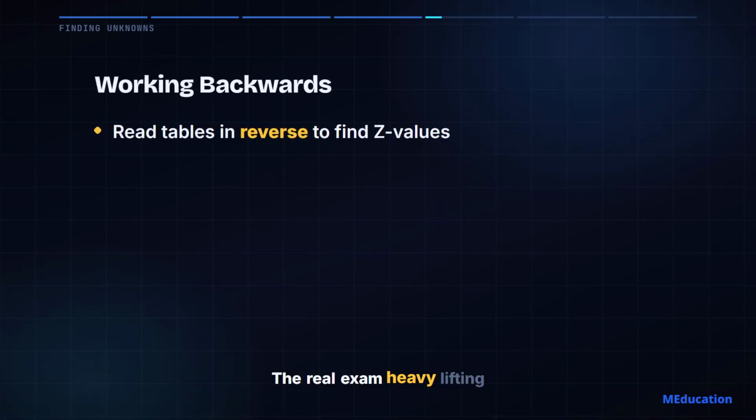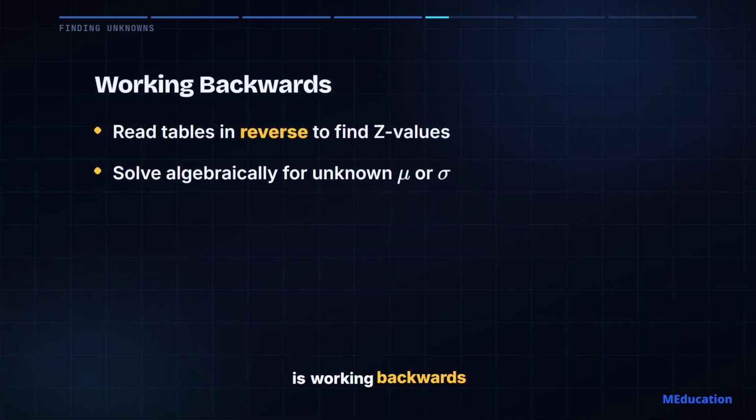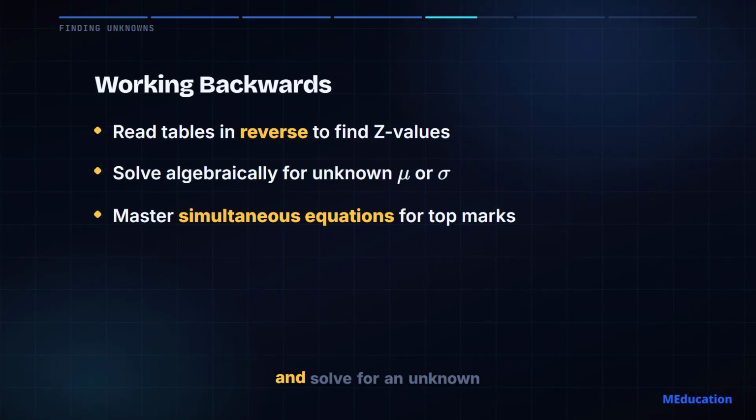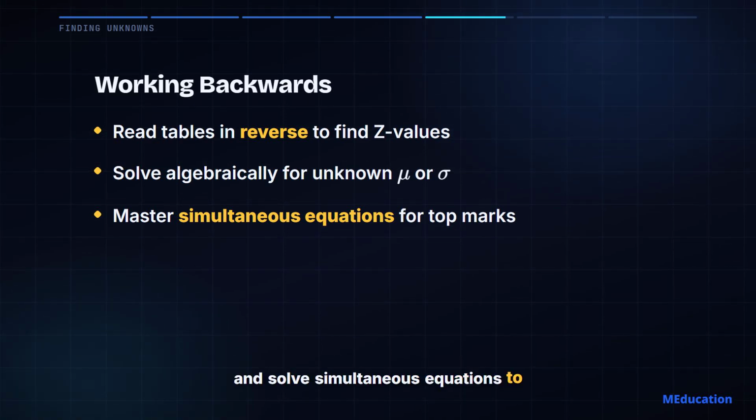Finding a forward probability is just the warm-up. The real exam heavy lifting is working backwards. You will be given a final area, and you will have to use the tables in reverse, set up algebraic equations, and solve for an unknown mean or standard deviation. For top marks, you will even standardize twice and solve simultaneous equations to find both at once.